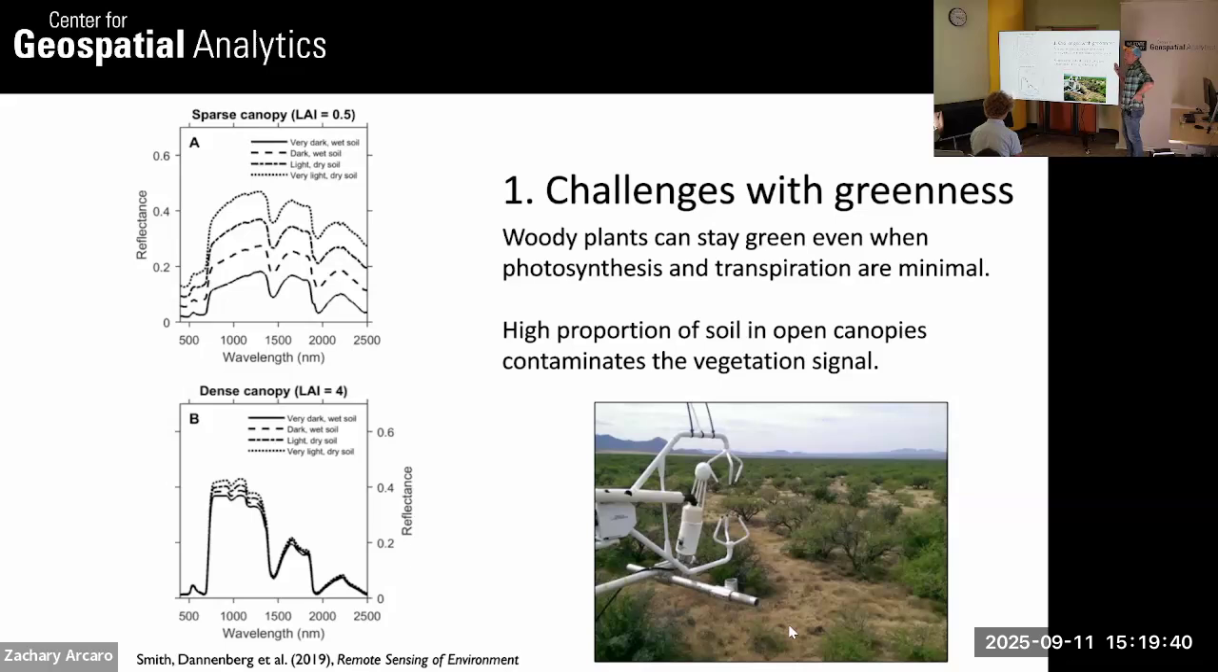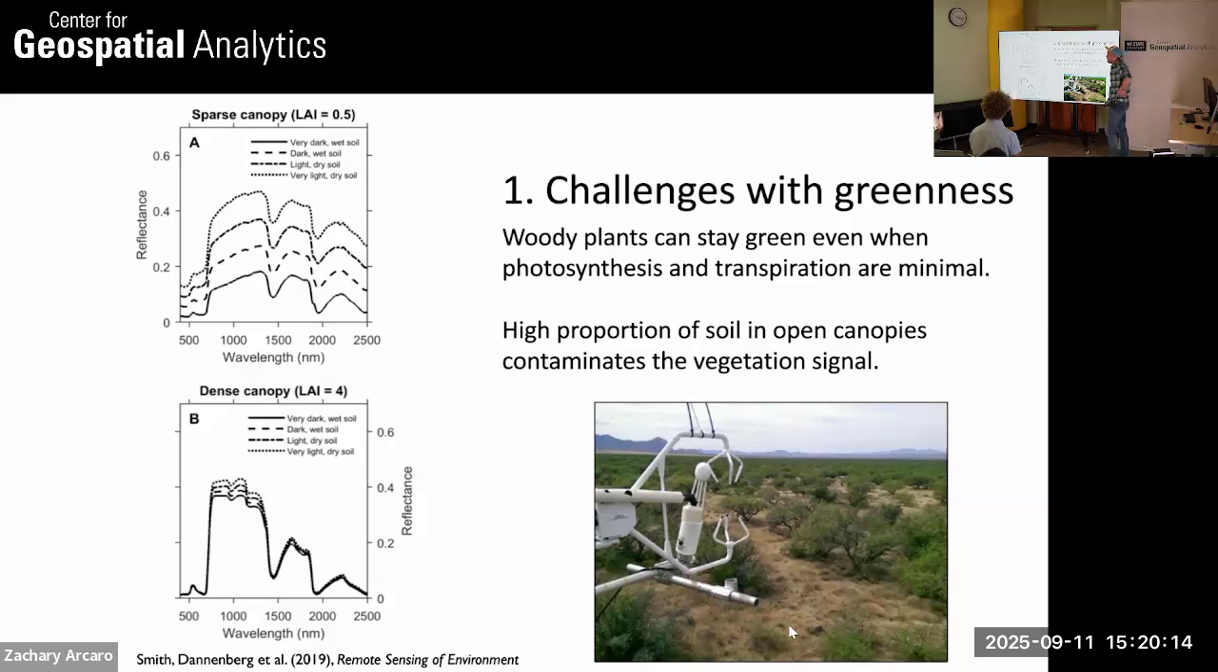And we did some simple simulations with a radiative transfer model to see how that exposed soil affects the vegetation index. Here we have two different figures, one for a very sparse open canopy, one for a very dense canopy, showing how different types of soils impact the vegetation spectral signature. In a dense canopy, where you have lots of leaves and very little exposed soil, the soil characteristics don't really matter that much. It doesn't really affect the spectral signature that much.